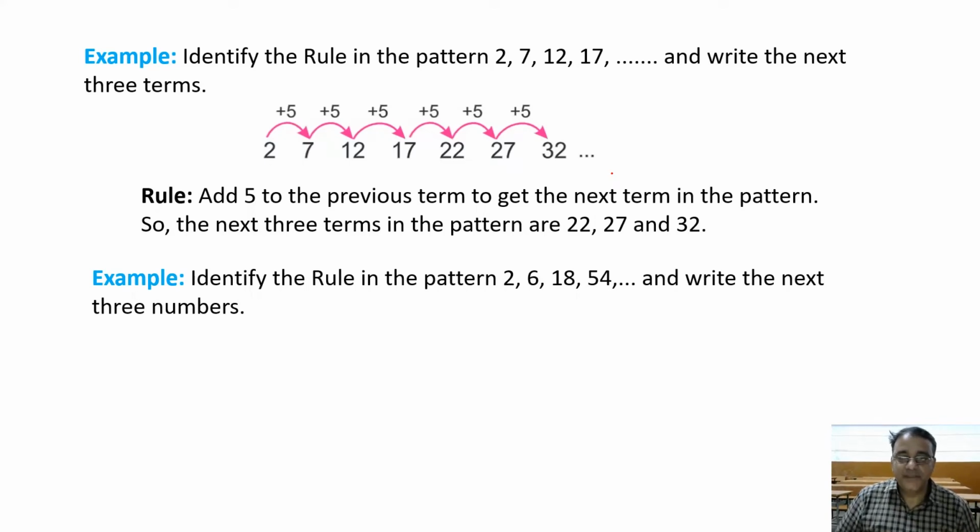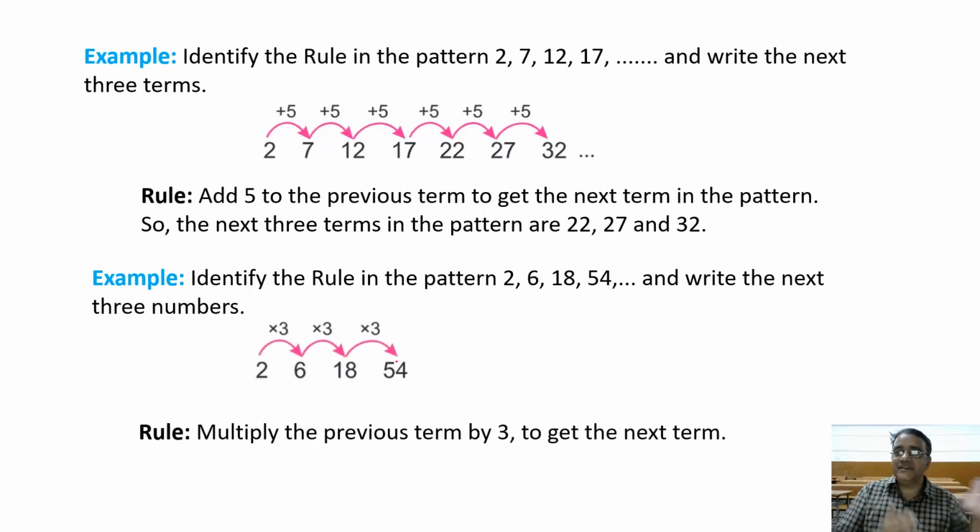Identify the rule in the pattern 2, 6, 18, 54. See carefully. 2 into 3 is 6. 6 into 3, 18, 18 into 3, 54. So what we are observing, multiplying by 3 we are getting the next number. Multiply the previous term by 3 and we get the next term. So to find the next 3 terms also we have to multiply with 3. So first if we multiply with 3 we will get 162.